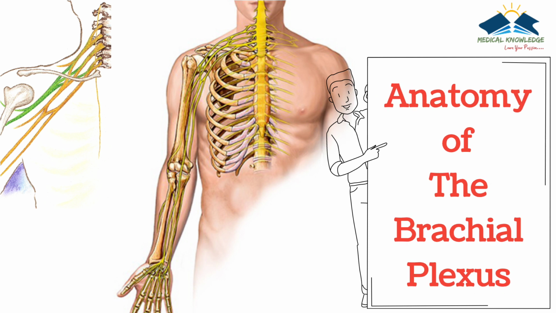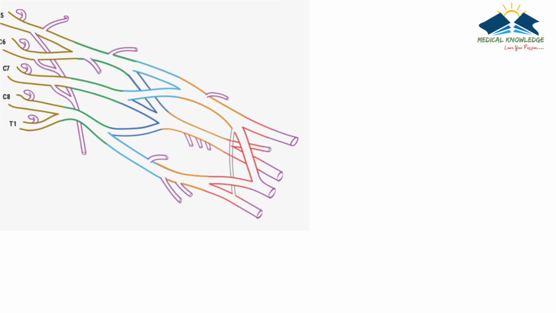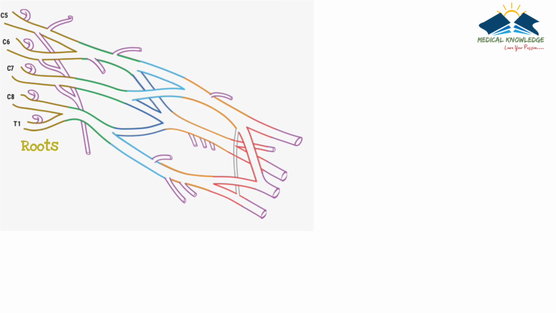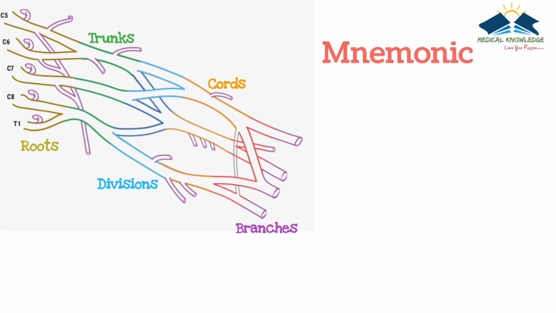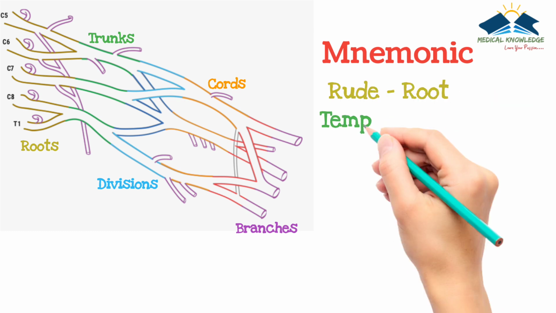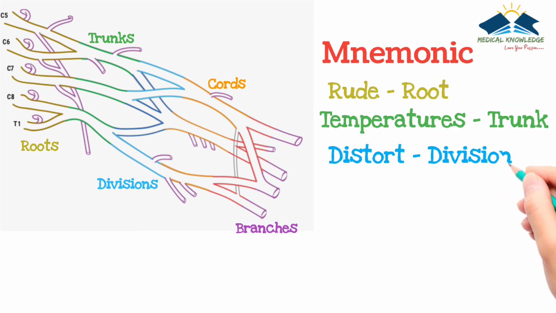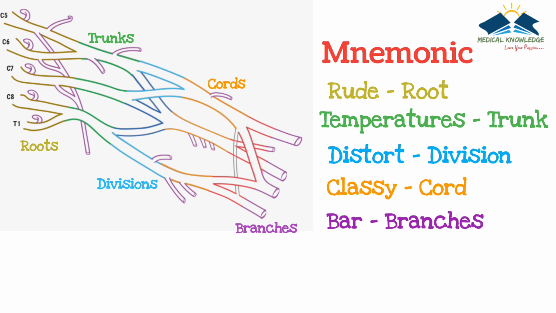through the body. The brachial plexus is divided into 5 roots, 3 trunks, 6 divisions, 3 cords, and several branches. There is a mnemonic to remember this sequence: rude, temperatures, distort, classy, bars. First, let's discuss the roots.